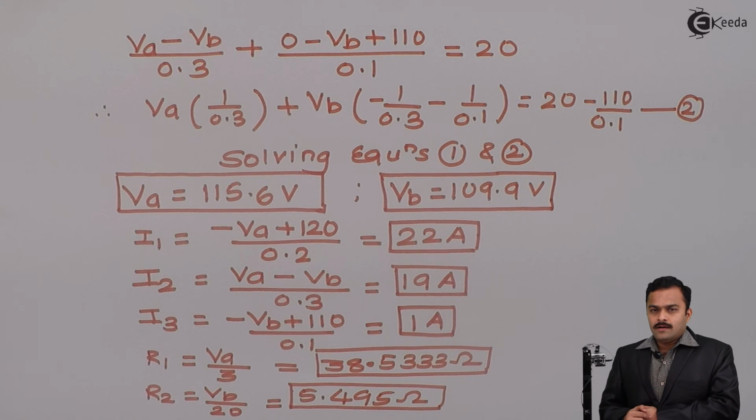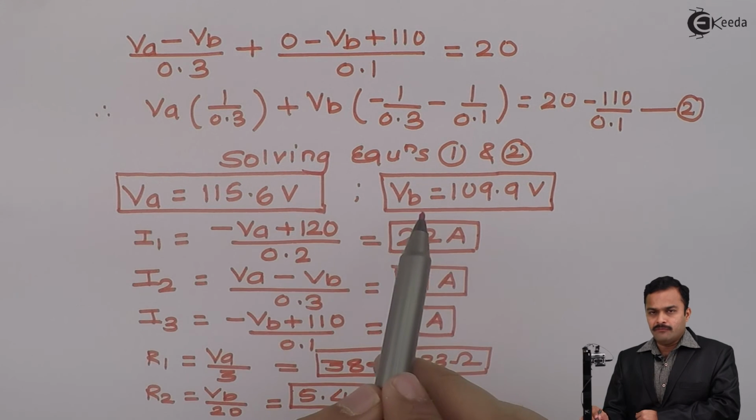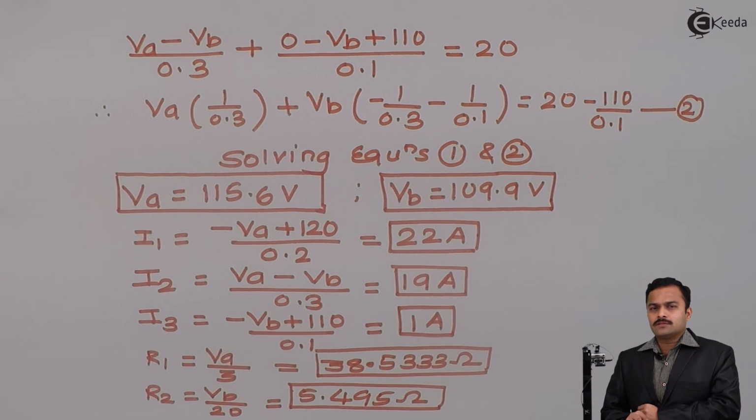So here we have taken a problem where so many unknowns were given, but still a powerful technique called nodal analysis will simplify the circuit and you will get all answers which are linked to these two values, VA and VB. In subsequent videos we will solve more numericals based on nodal analysis. Thank you.